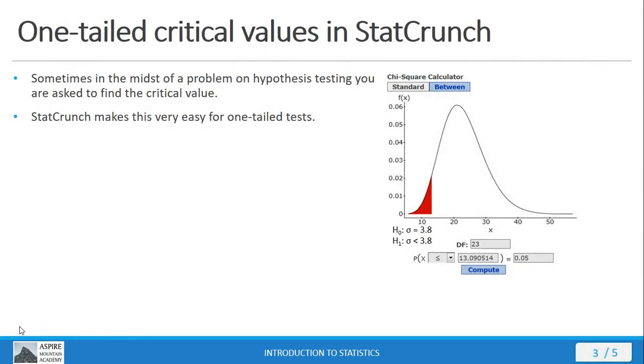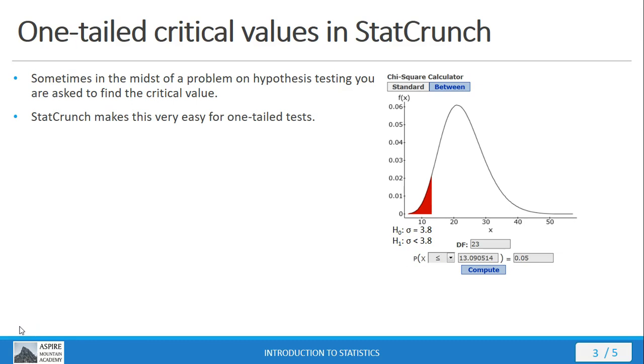Now, one-tailed critical values in StatCrunch. Oftentimes you're going to be asked to find a critical value, and you're not going to be given any actual data or summary stats. So you can't actually use the typical menu options to get your critical value out. So the way we do that is by going to the calculator there in StatCrunch.